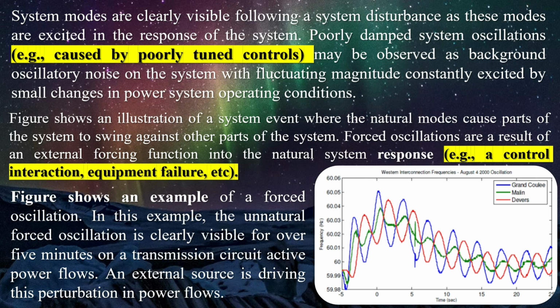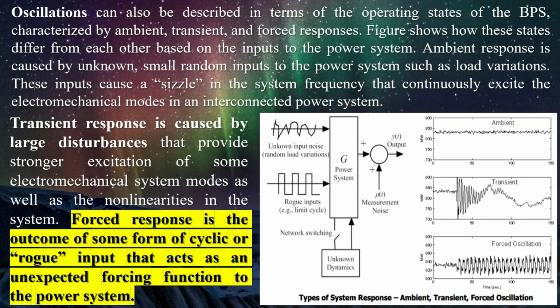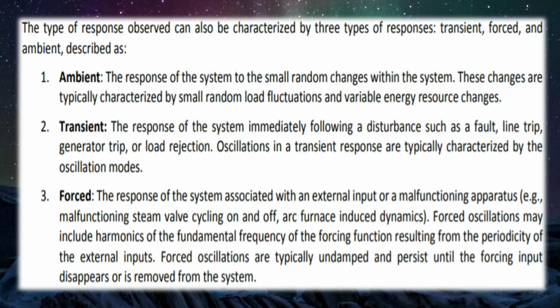The appropriate action when a sustained oscillation appears depends on the oscillation's type. If it's a forced oscillation, the input should be disabled. If it's a natural modal oscillation, the system operation should be adjusted to improve stability. Understanding the fundamentals of forced oscillations is crucial for maintaining the stability and efficiency of power systems. It helps in identifying the sources of disturbances and taking appropriate actions to mitigate their impact.